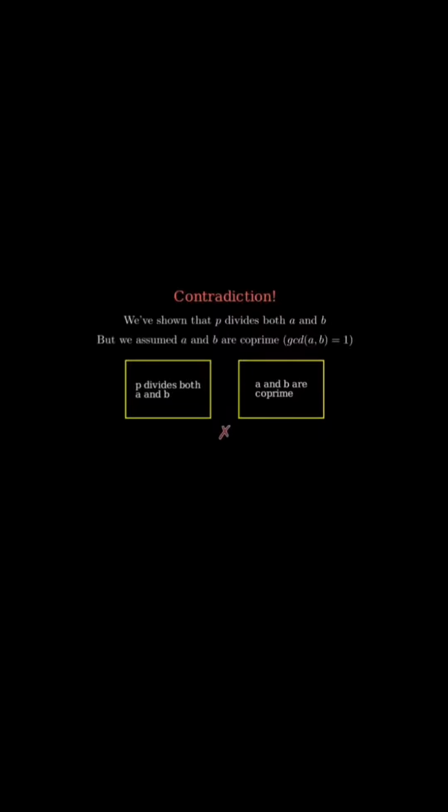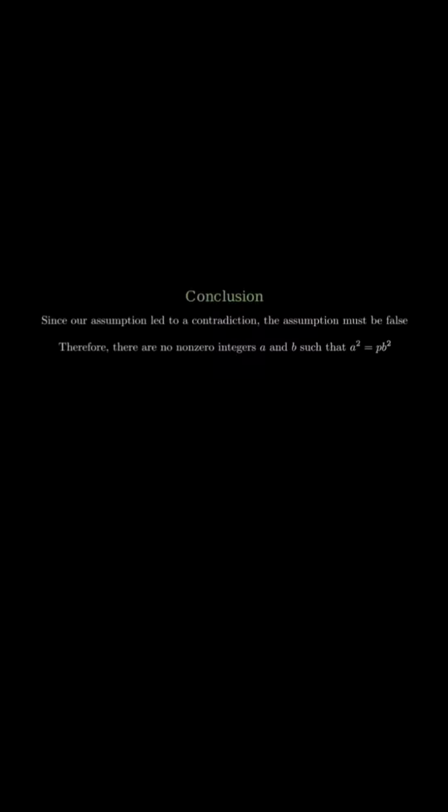Therefore, we've proven that there do not exist non-zero integers a and b such that a squared equals p times b squared. In other words, the square root of any prime number is irrational. This means numbers like the square root of 2, 3, 5, and all other prime numbers are irrational.